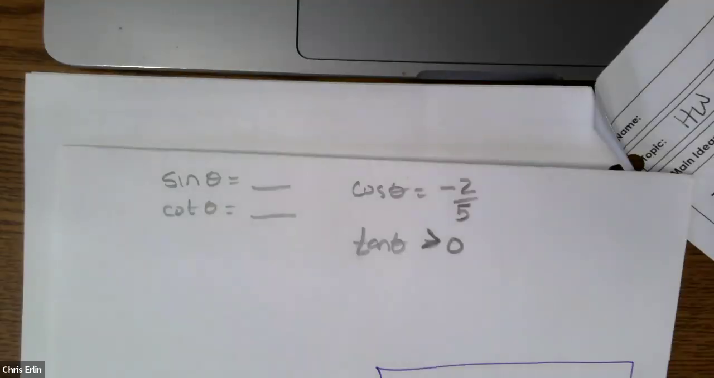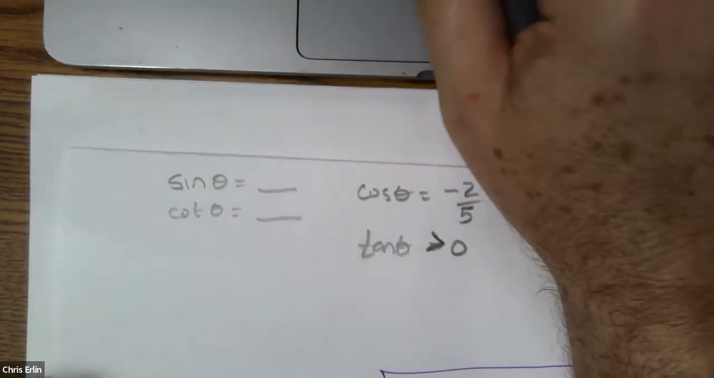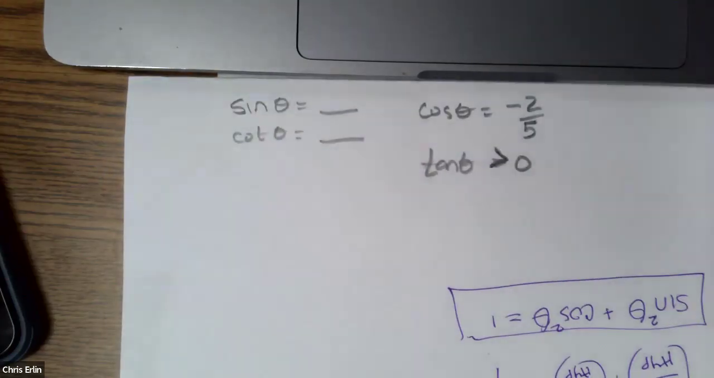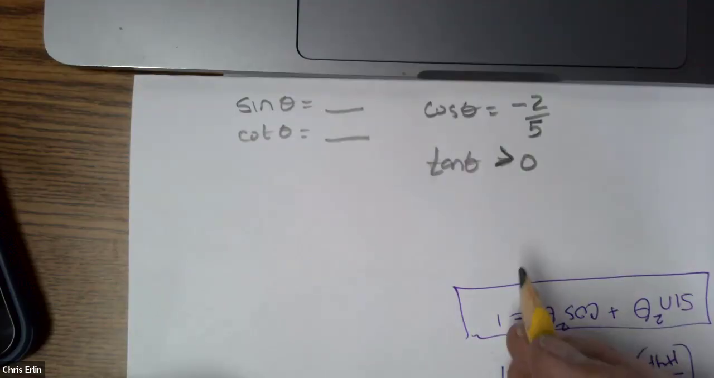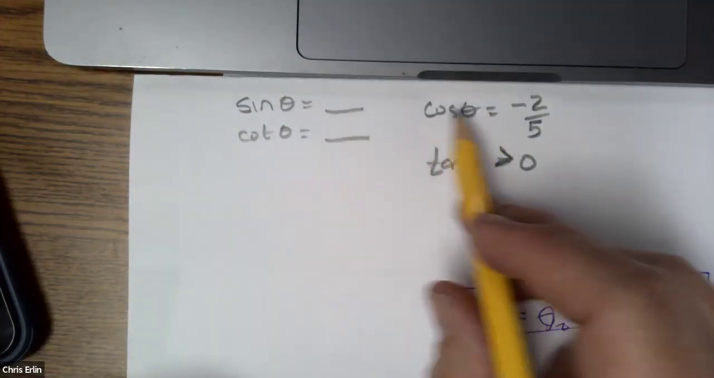And find the sine of theta and the cotangent of theta, given that the cosine of theta is negative 2/5 and the tangent is greater than 0. Pause. Okay, I've seen a lot of people have a lot of success with this. Let's just run through it real quick. So first thing we want to do is find the sine with cosine.